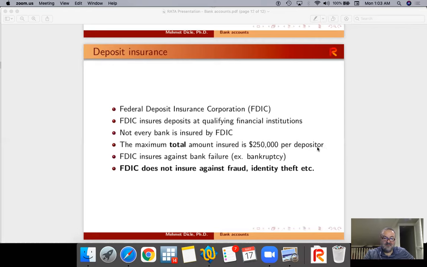You should also know, and this is very important, this is a huge misconception. FDIC insures against bank failures, meaning Bank ABC applying for bankruptcy. That's okay. If they are FDIC insured and your money is FDIC insured, then you have nothing to worry about. But FDIC does not insure against fraud, identity theft, or even fraud at the banking level. You're not insured at all. So this is a misconception that the FDIC provides insurance for deposits. It really does not. It offers insurance against bank failure overall.